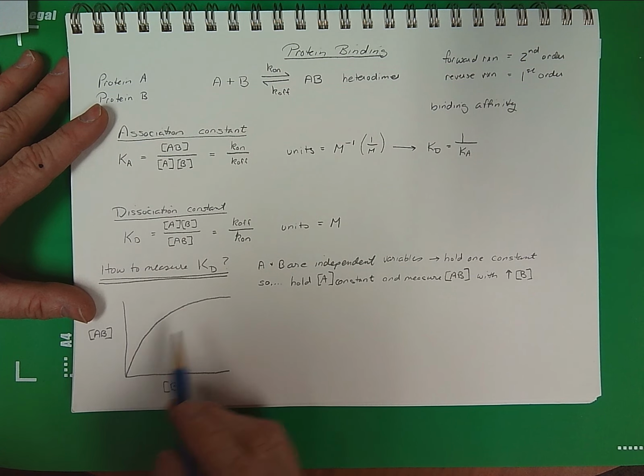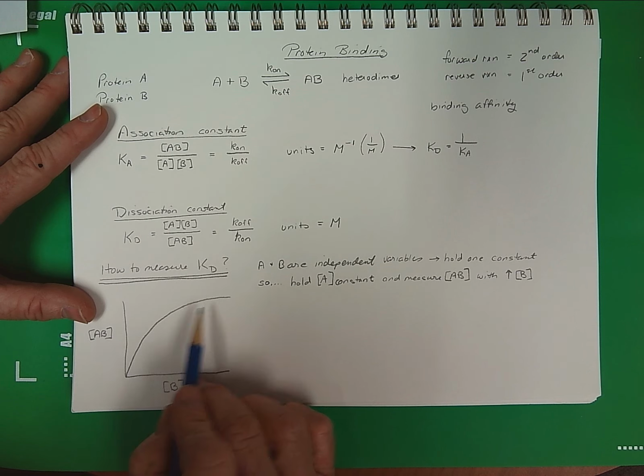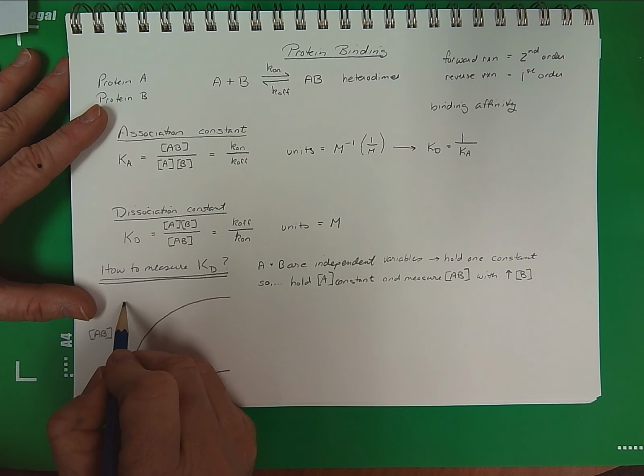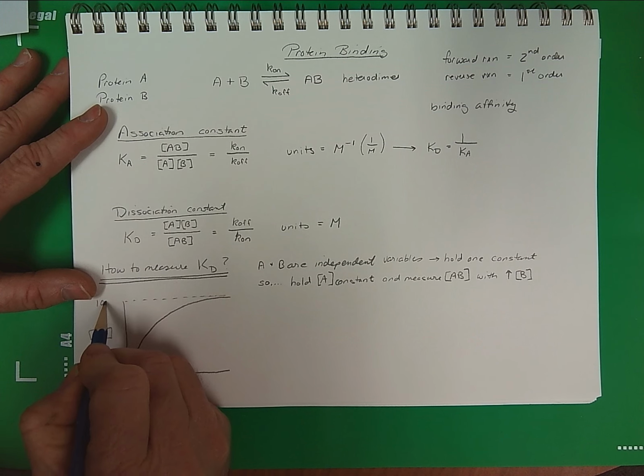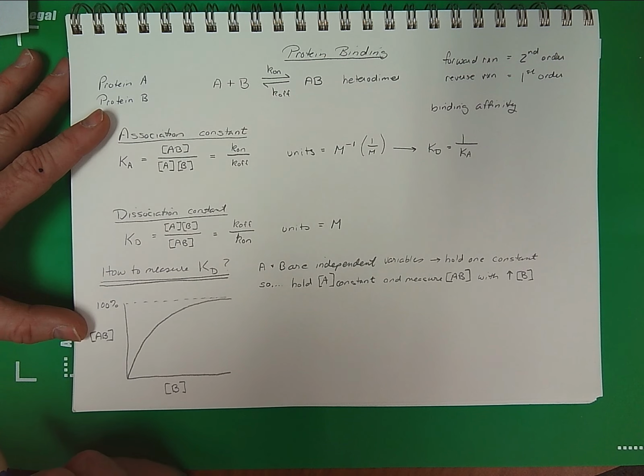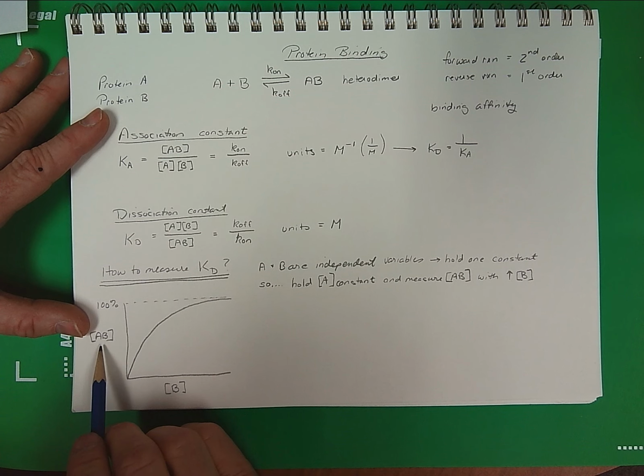What this means is that while holding A constant, as we increase the amount of B, we can saturate the reaction to get maximal, essentially 100% AB. This will have happened, of course, when our A is used up.